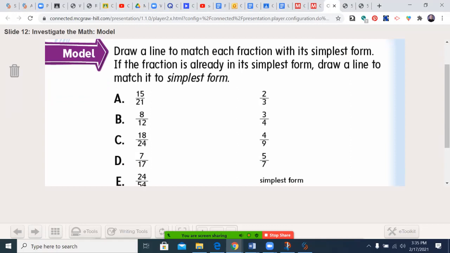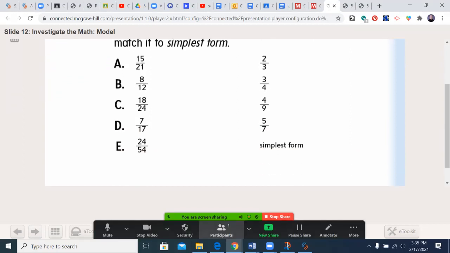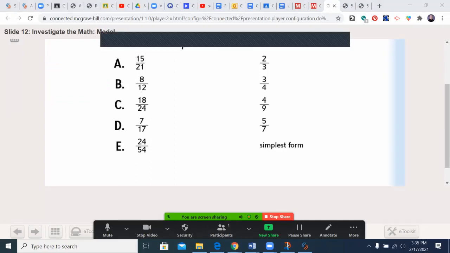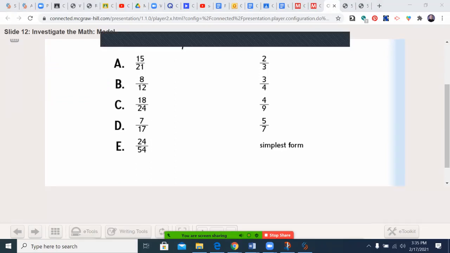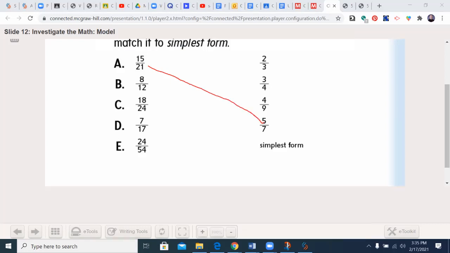Draw a line to match each fraction with its simplest form. If the fraction is already in its simplest form, draw a line to match to simplest form. So let's get my annotation tools. 15/21. I know that 3 will go into both of these. So that's 5/7, and hey, that one matches.